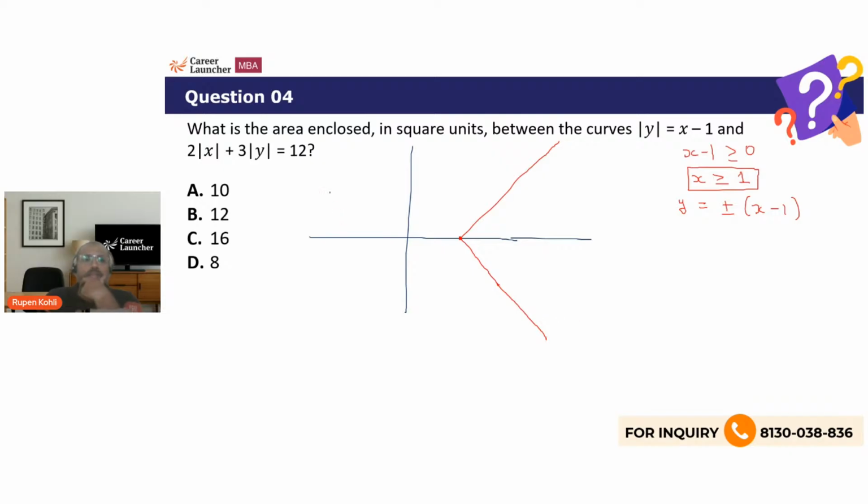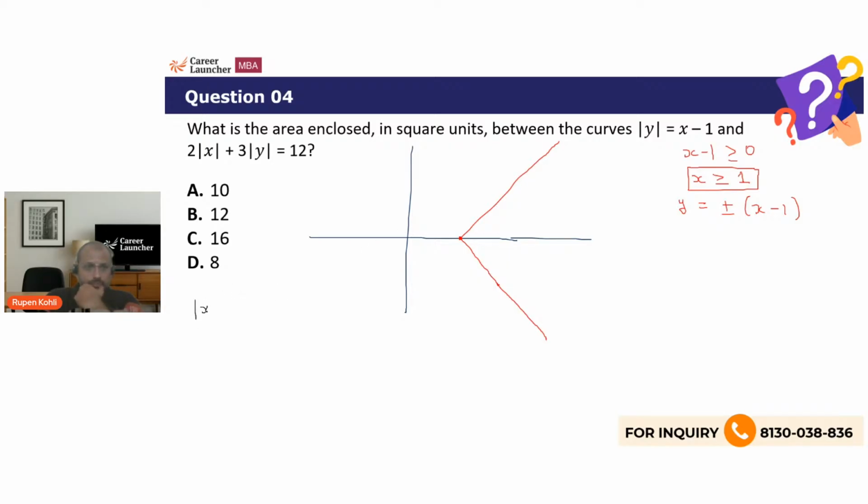Now this one, 2 mod x plus 3 mod y equal to 12. All of us should know this is a standard graph. The graph of this one is a rhombus. The shape of this graph is a rhombus with its center as the origin of the coordinate plane.